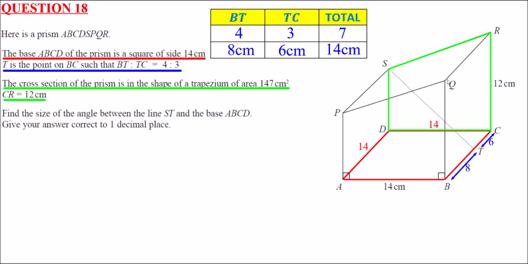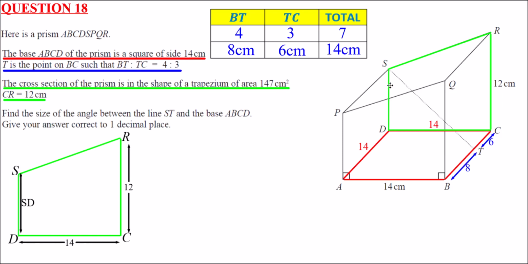So let's just consider this trapezium first and see if we can work out the length of SD. We're going to need SD because our goal is to find this angle here at T, but we'll come to that in just a moment. So let's see if we can work out SD from D to S, DS or SD, doesn't matter, using the fact that the area of the trapezium is 147 cm squared.